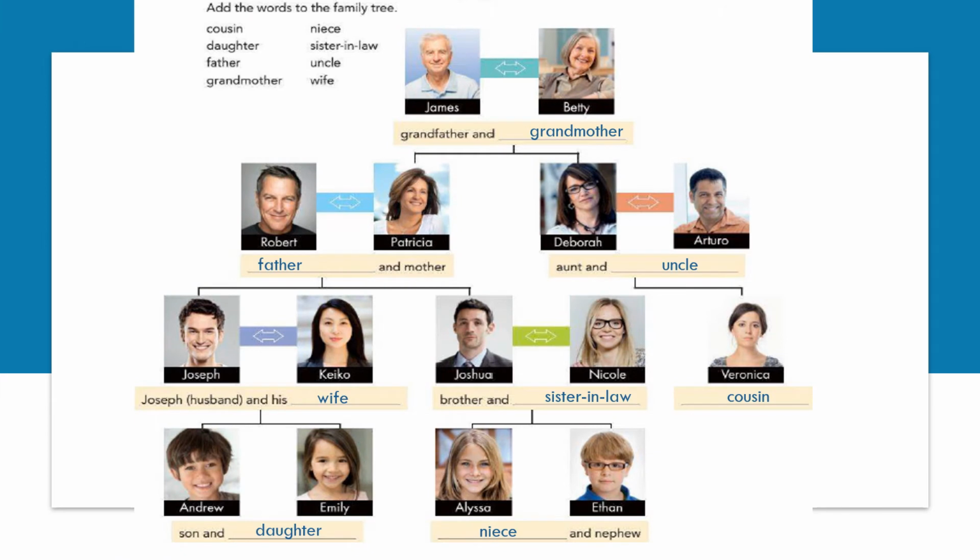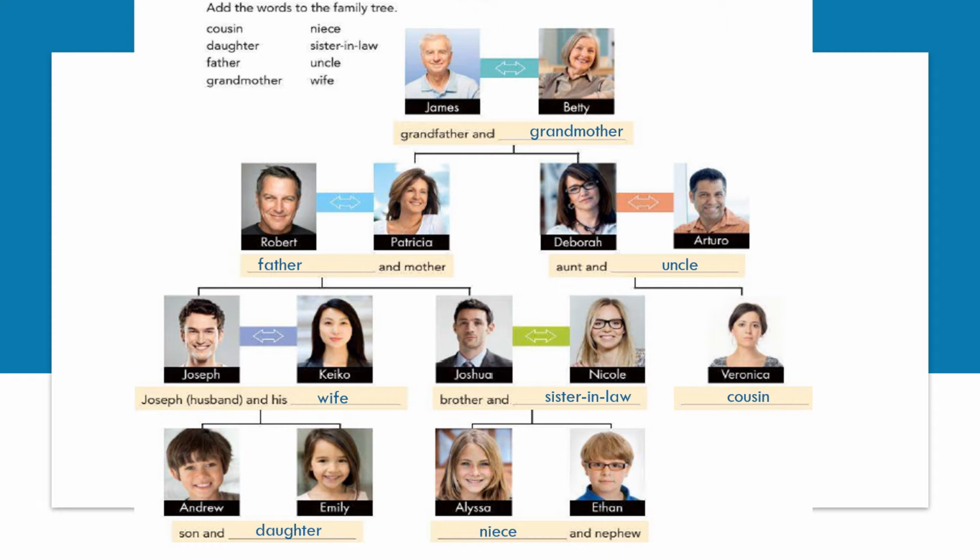This is the complete family tree. James is his grandfather and Betty is his grandmother. Robert is his father and Patricia is his mother. Deborah is his aunt and Arturo is his uncle. Now here's Joseph and his wife. Joseph is Keiko's husband. Joshua is Joseph's brother, and Nicole is his sister-in-law. Veronica is their cousin.